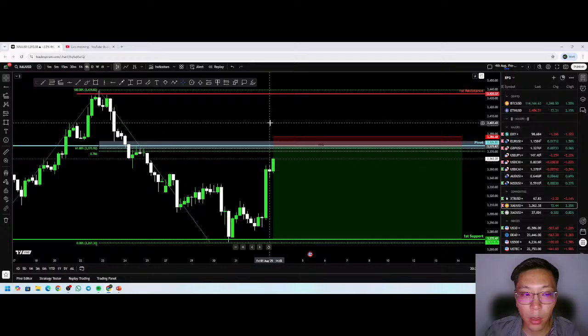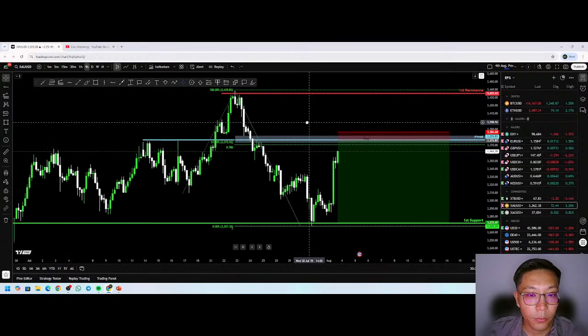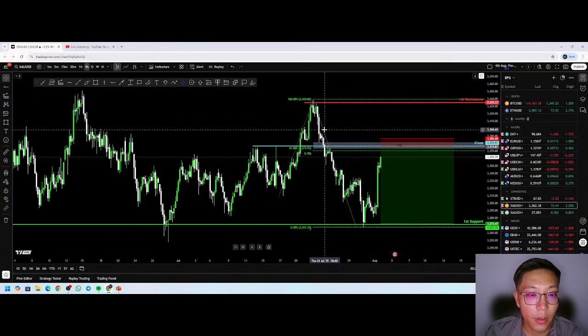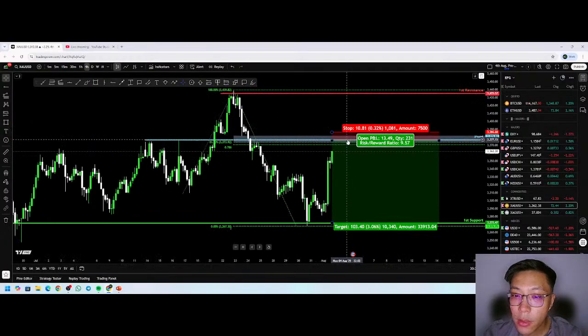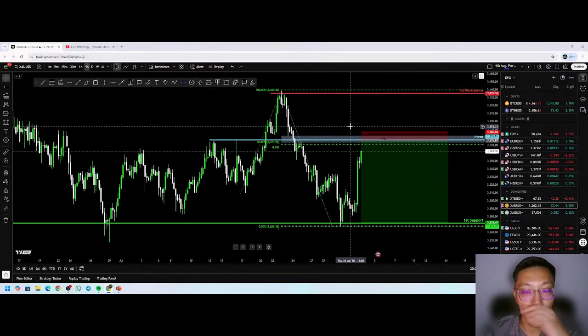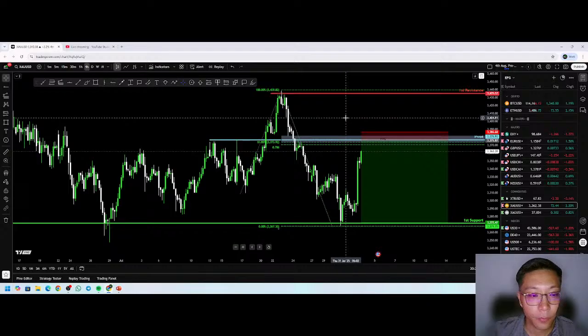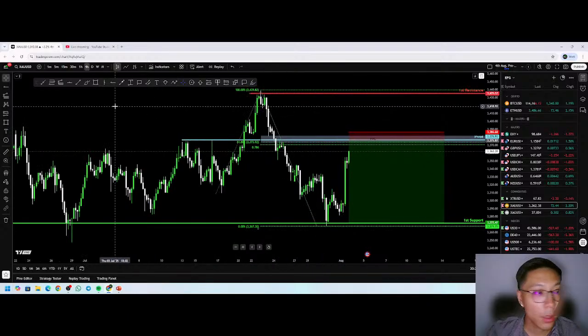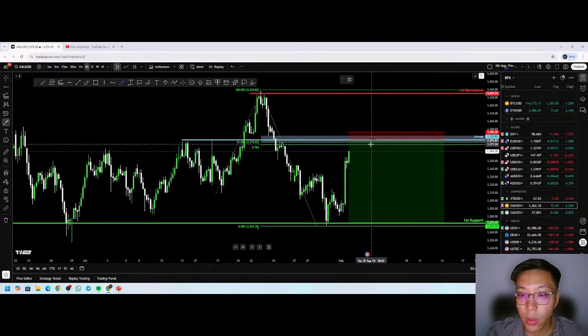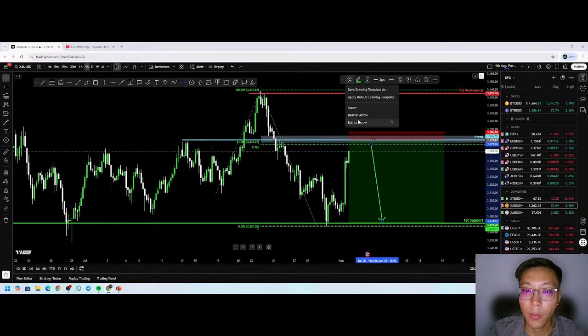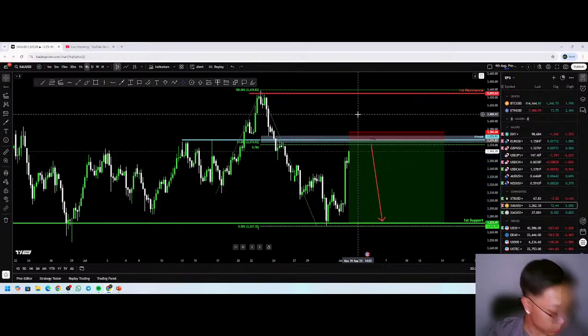Okay, this is a nice reverse sell trade for gold. Okay, this will be a swing trade, so you could possibly expect to hold it for quite some time.